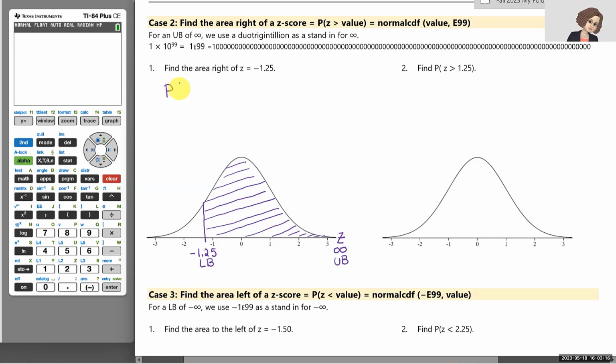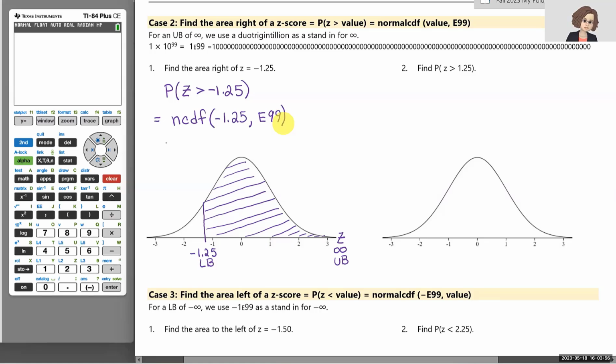All right, so let me write this question also as a probability. This would be equivalent to asking, what is the probability that a randomly selected z-score, to the right, would be z-scores larger than that value? To find probability or area, we use our normal CDF function. We start with our lower bound, negative 1.25, and our stand-in for infinity, 1e99. It turns out you don't even have to put that 1 in the front. It's implied there. So we can just enter e99 and then go to our calculator.